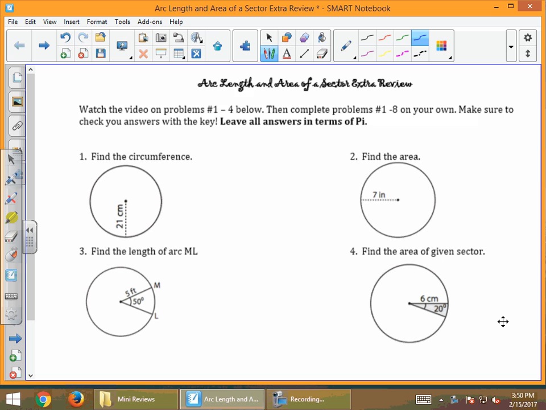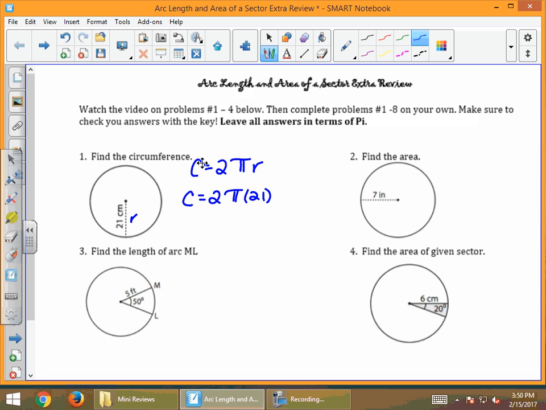So you will be given this. You don't have to memorize it. The circumference is 2 pi times the radius. Okay, well, if we look at our diagram, our radius is 21. So we plug it in. It's 2 pi times 21. And it's nice because we leave our answers in terms of pi.